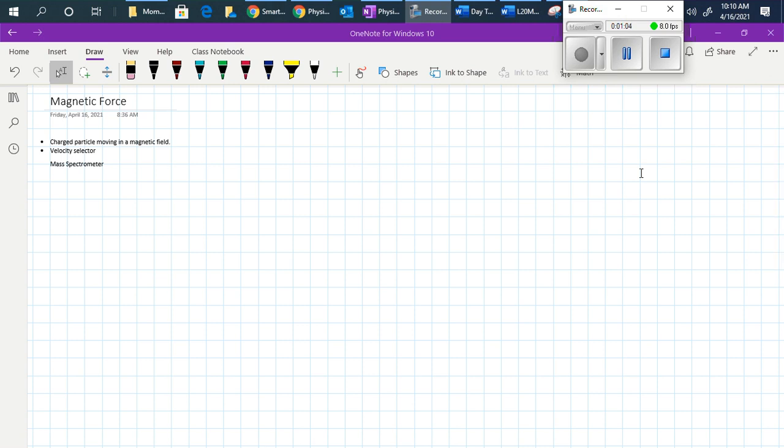Let's suppose that we have a particle, either positive or negative, doesn't really matter. For now, I will say that the charge is negative, and it is entering perpendicular to a magnetic field that is coming out of the page. So this is the magnetic field here.